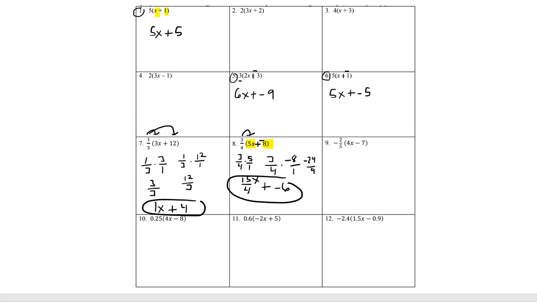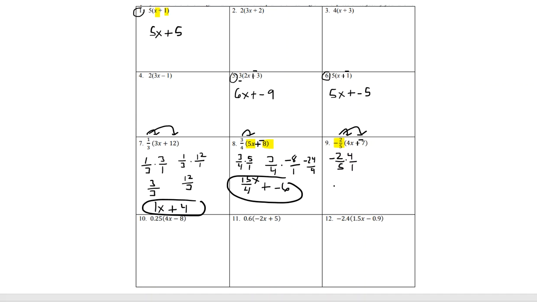Okay, on the next one, number 9, you can see that the fraction that we have in front of our parentheses is negative. And then inside our parentheses, we have a 4x subtract 7. So I'm going to change this to a 4x plus a negative 7. And now we need to distribute this negative 2/5 to both of these terms inside the parentheses. That means we're going to take negative 2/5 and we're going to multiply by 4x.